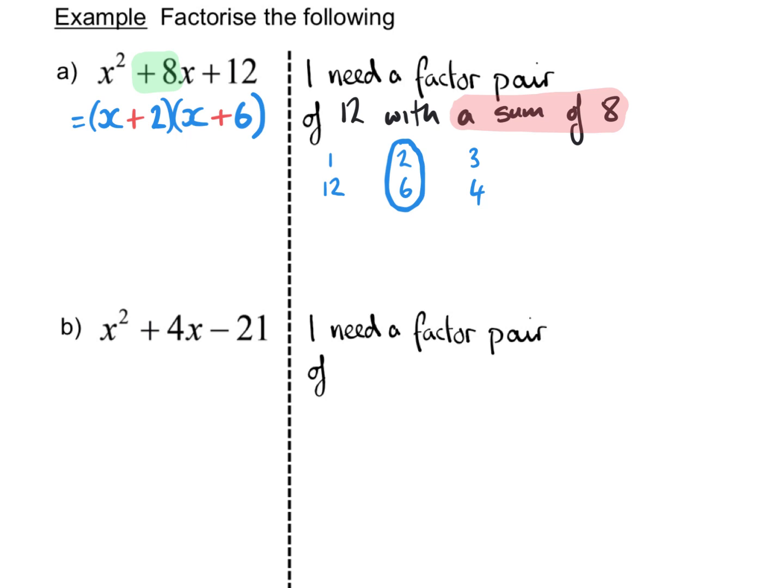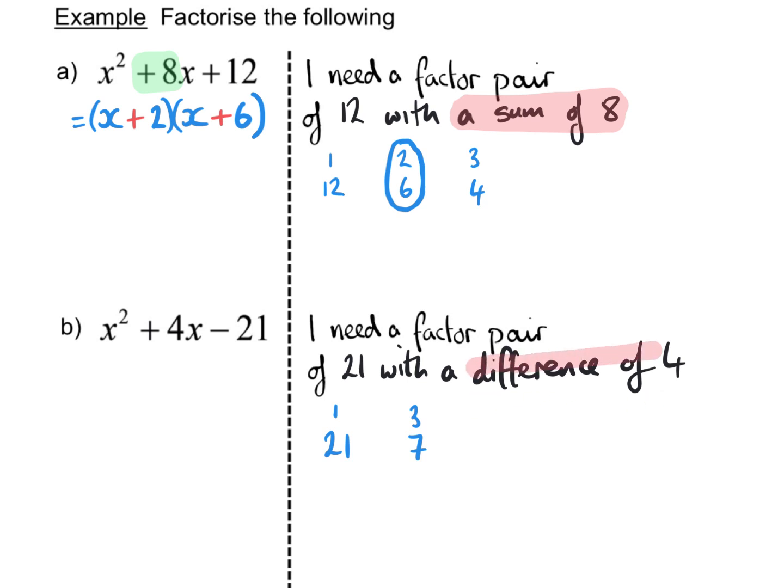We'll now look at the second question in exactly the same way. So we'll start off with our sentence. I need a factor pair of 21 with a difference of 4. So again, we're going to write out our factor pairs of 21 down here. So 1 times 21, 3 times 7, and I think that's my only factor pairs of 21. And I'm looking for the ones that have a difference of 4. So 1 and 21 have a difference of 20, but 3 and 7 have a difference of 4. So that's the one I'm looking for.